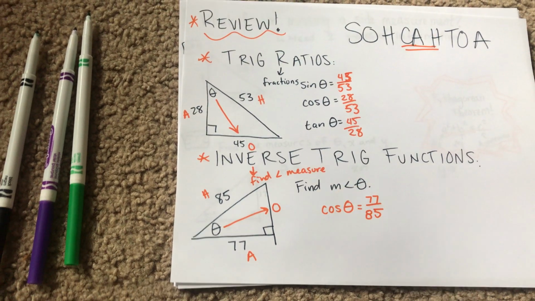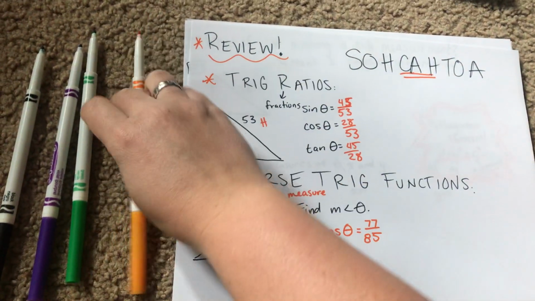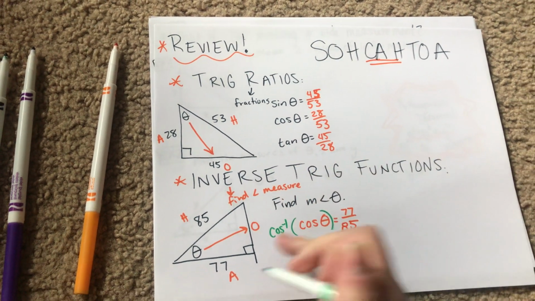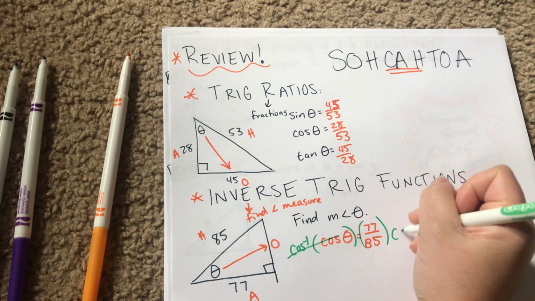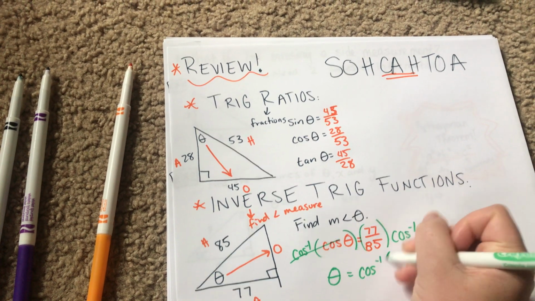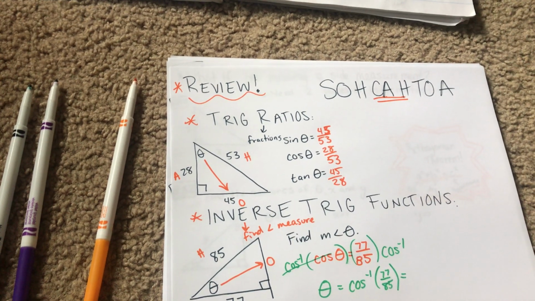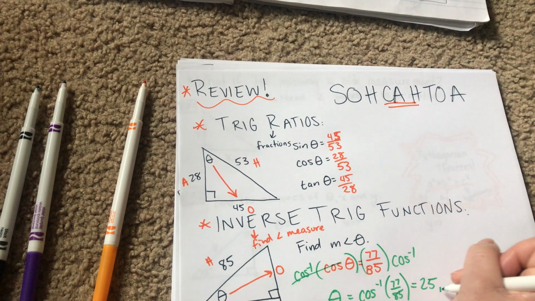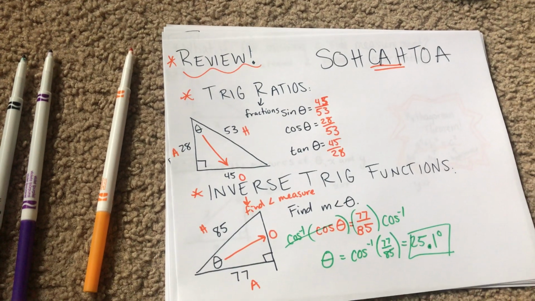But we're actually looking for the measure of the angle. So we need to figure out what is theta. And to find that out, we need to get theta by itself. So to undo this cosine, I'm going to use the inverse function, cosine to the negative 1. That cosine gets rid of the cosine on theta. And what I do to one side, I have to do to the other. So I'm left with theta equals the cosine inverse of 77 over 85. And if I type that in my calculator, again, make sure you're in degree mode, you end up with 25.1 degrees. And again, I rounded that to the nearest tenth, that first one.